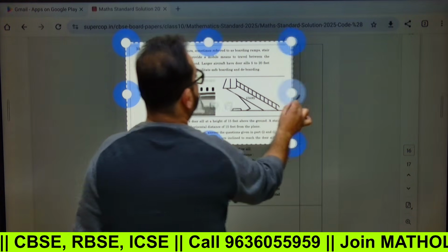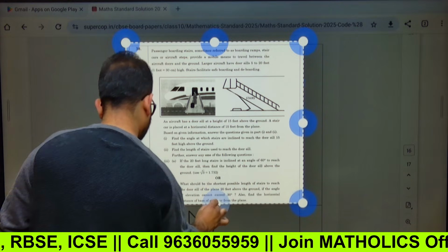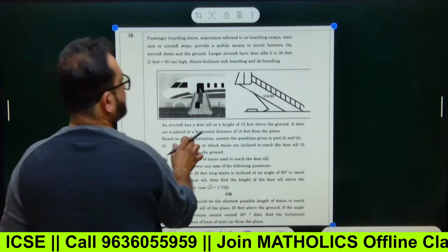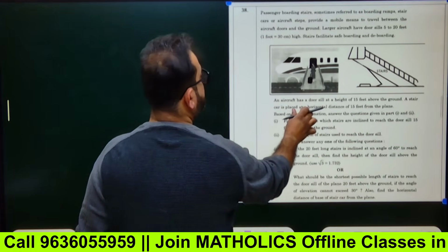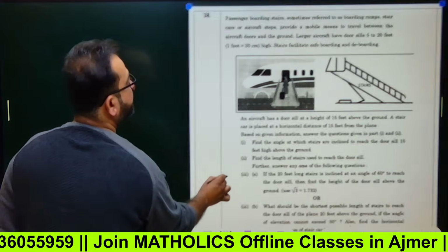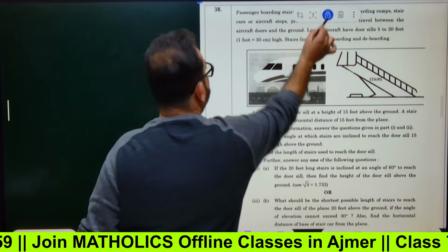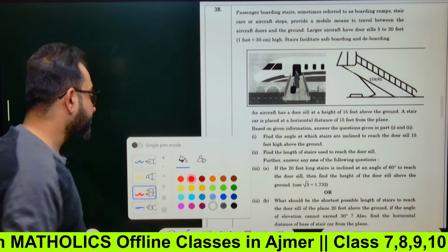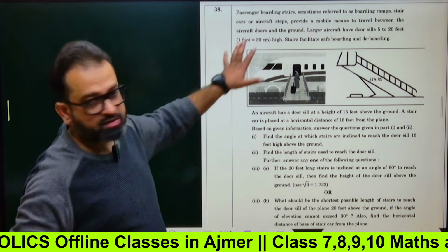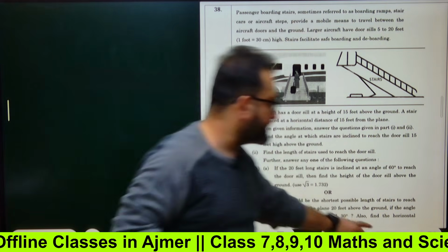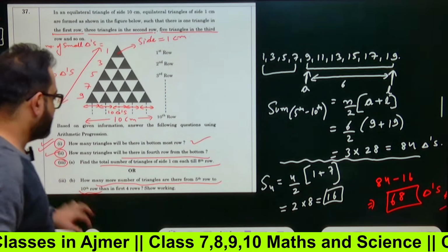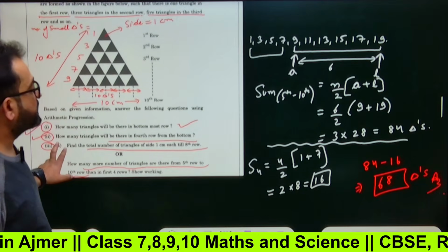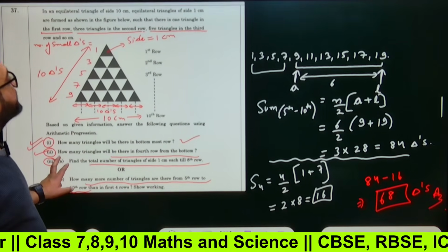Okay, question number 38. These are section E questions, okay? You need to actually know how to read all this. This is a question from the chapter Applications of Trigonometry. Do it yourself, very easy question. We have done question number 37 for this given series of questions.